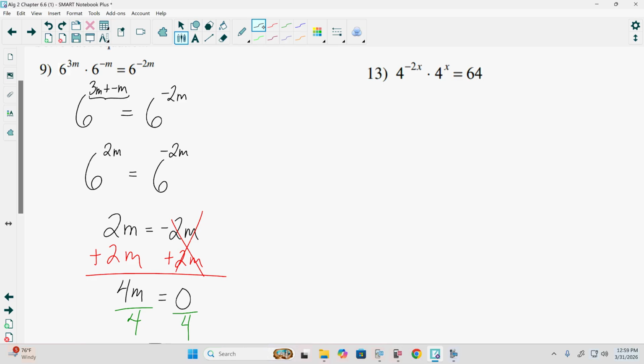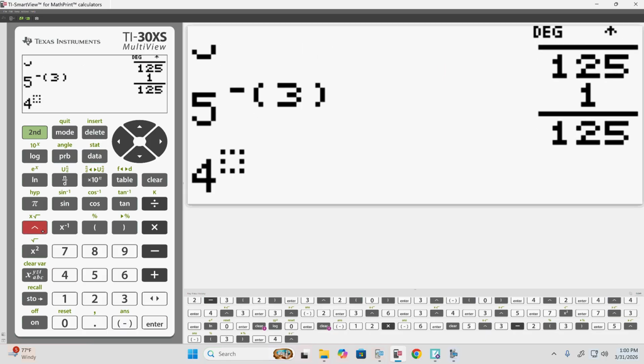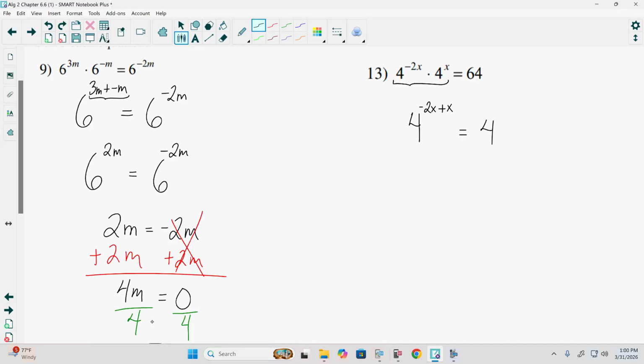All right. 4 to the negative 2x times 4 to the x equals 64. Two things that we need to fix if we're going to solve this by the one-to-one property. One, we need to convert this to a single number. Since we're multiplying like bases, we can add the exponents. But also, if it's possible, I need to rewrite 64 as 4 to a power so we get the bases to be the same. Well, 4 to what power do we think is 64? That is indeed 3. So we can rewrite 64 as 4 to the third.